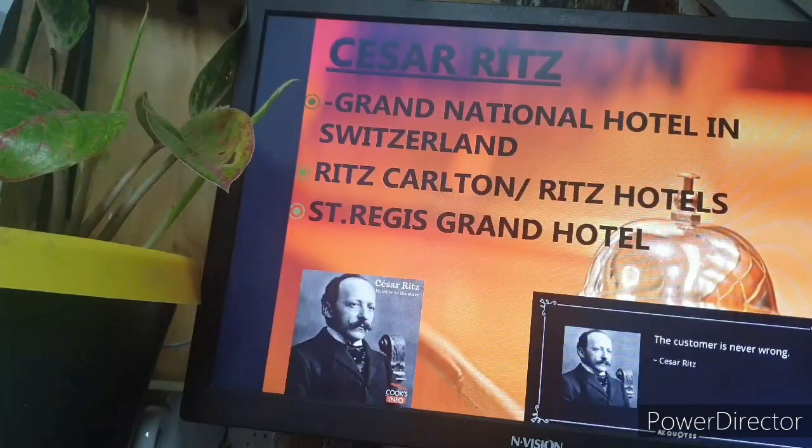famous Swiss hotelier. Cesar Ritz was a hotelier at the Grand National Hotel in Switzerland, Ritz-Carlton and Ritz Hotel, and of course St. Regis Grand Hotel, and became one of the most popular pioneers in Europe, particularly in Paris, New York, and other cities. And of course, he believed that the customer is never wrong.